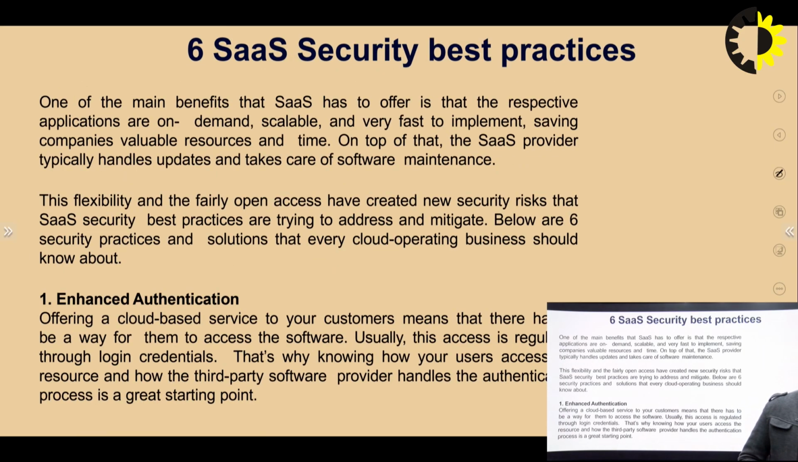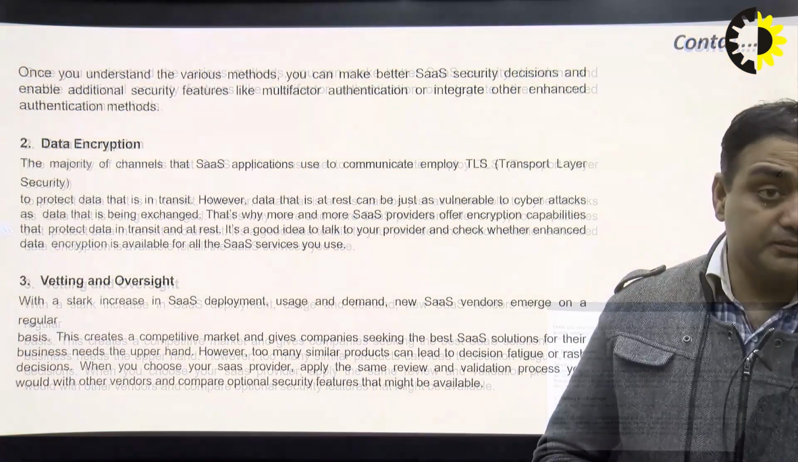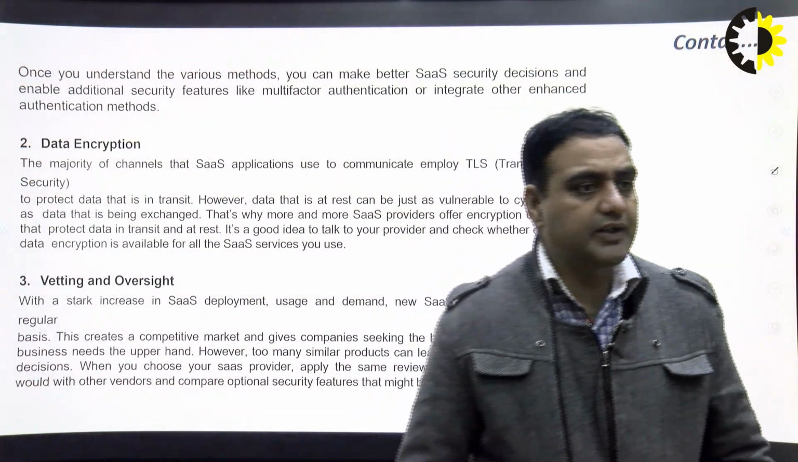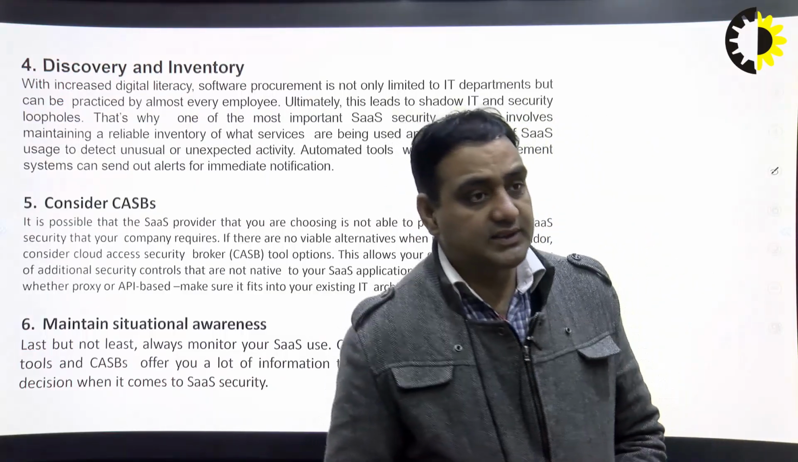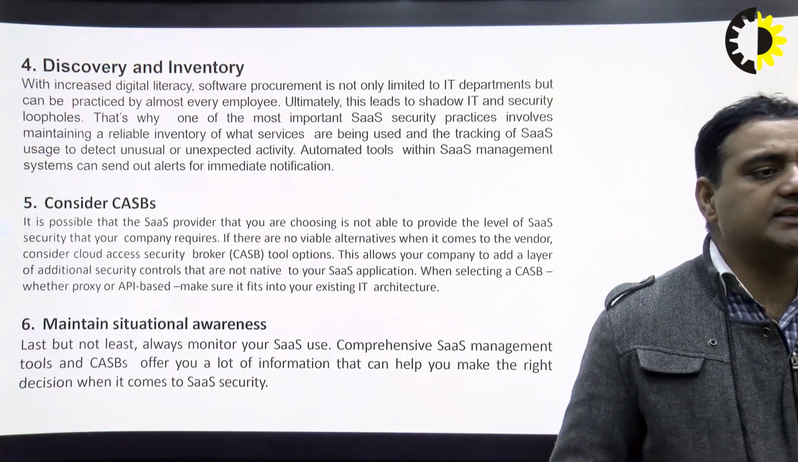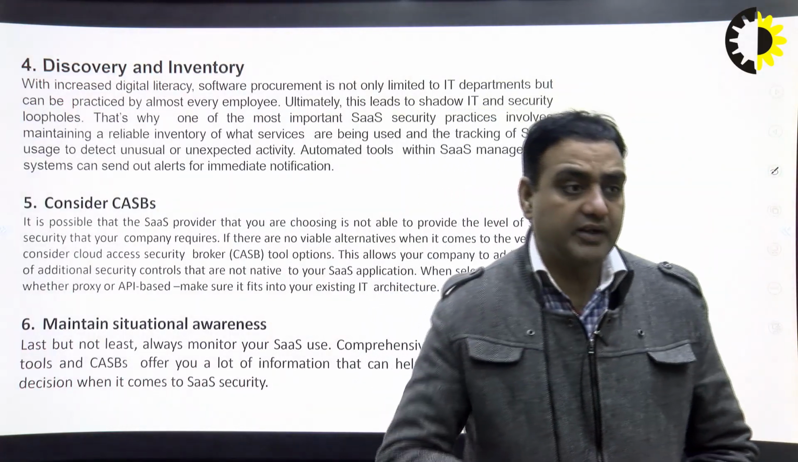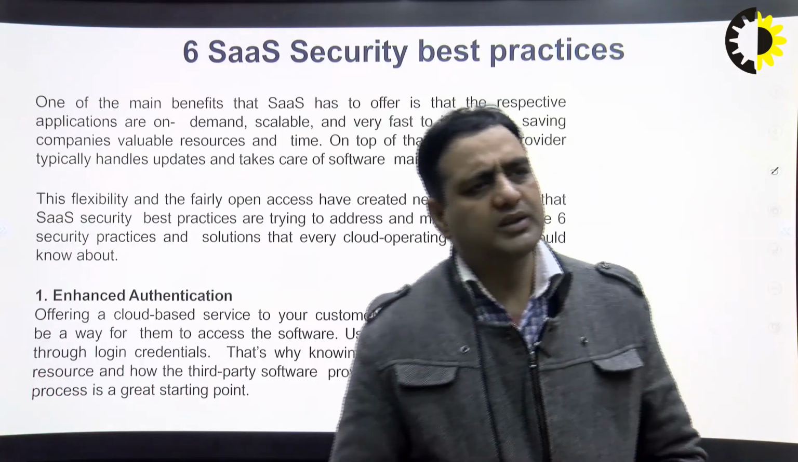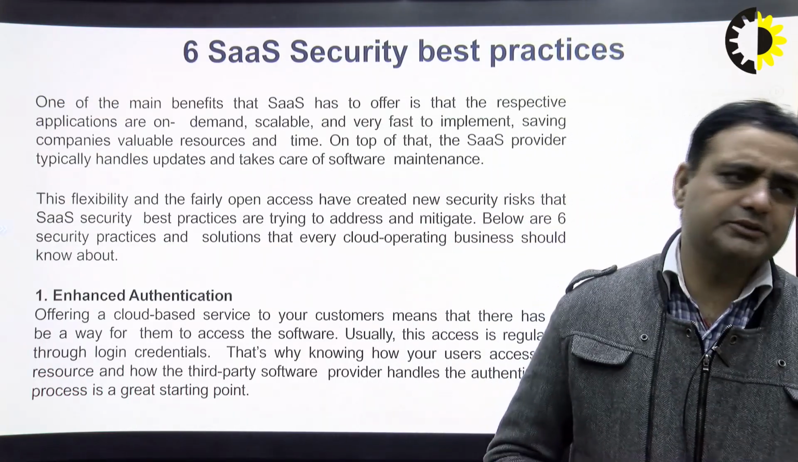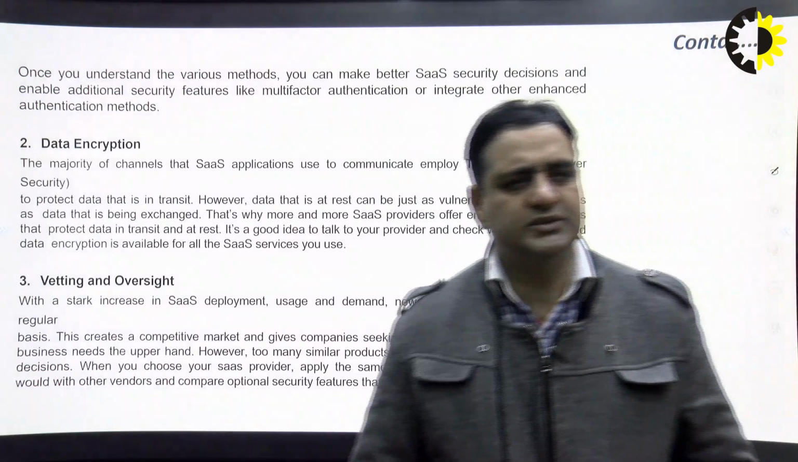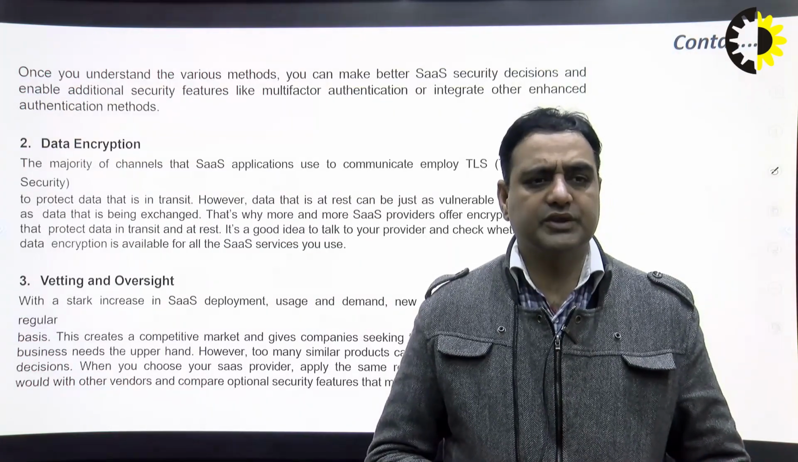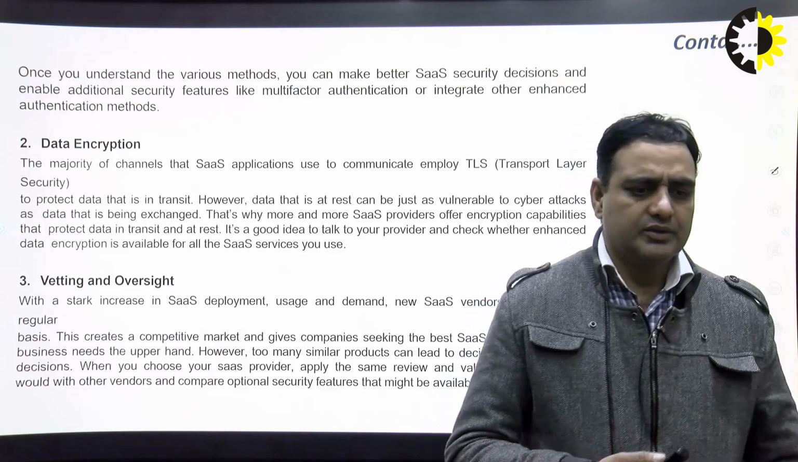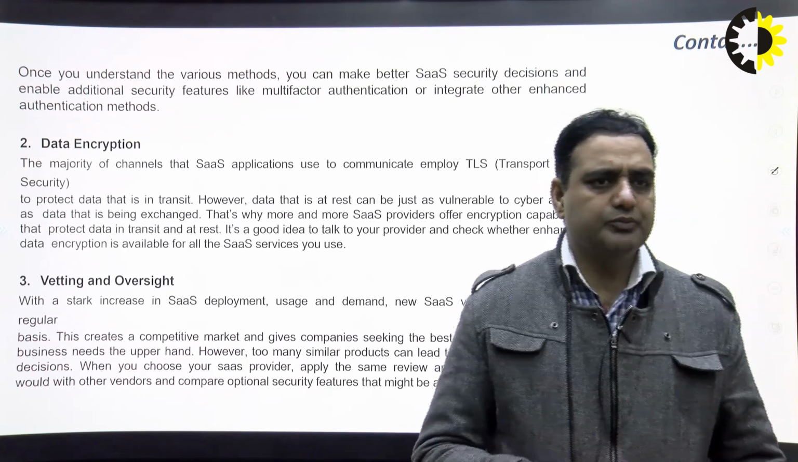There are six security best practices. One is enhanced authentication, second is data encryption, third is vetting and oversight, fourth is discovery and inventory, fifth is consider CASBs, and sixth is maintain situational awareness. These are the common SaaS security best practices. Enhanced authentication and data encryption mean security. How can we secure the data when it is transferred from one point to another point?